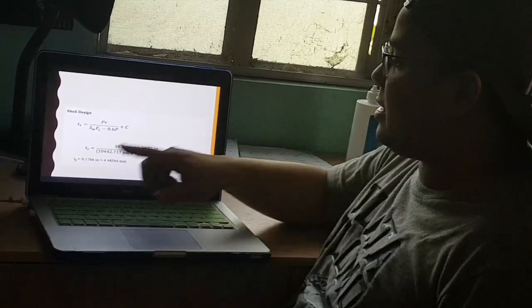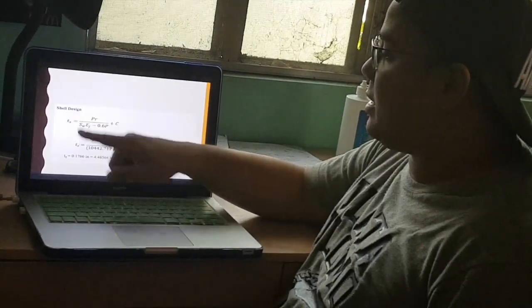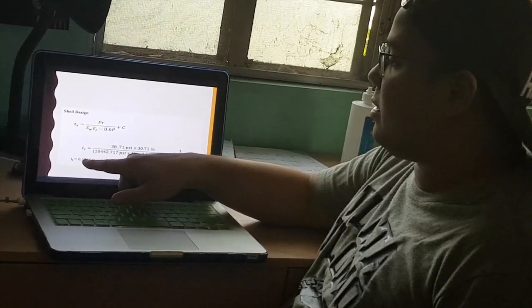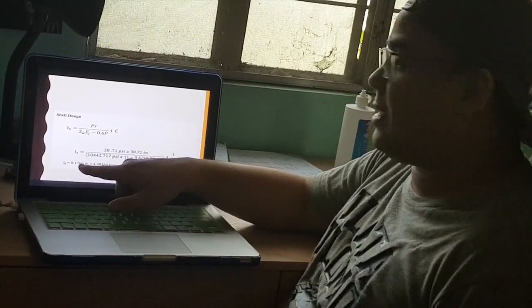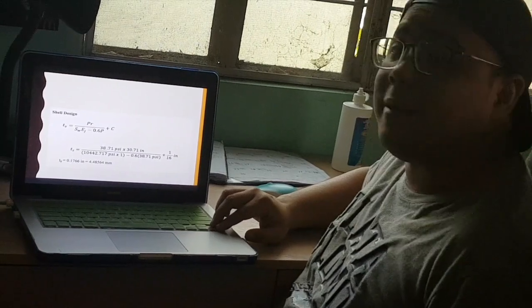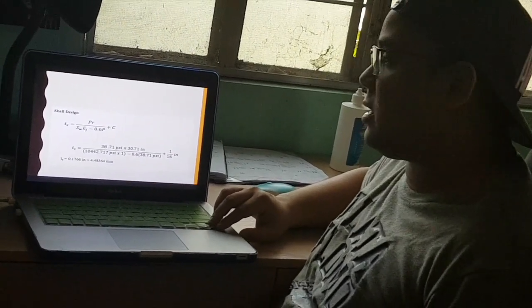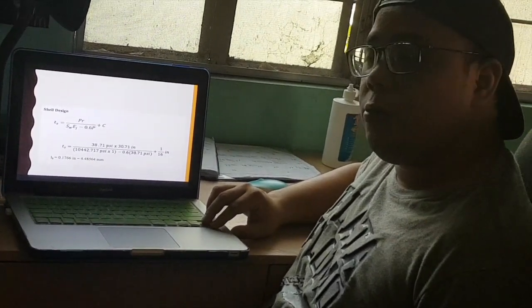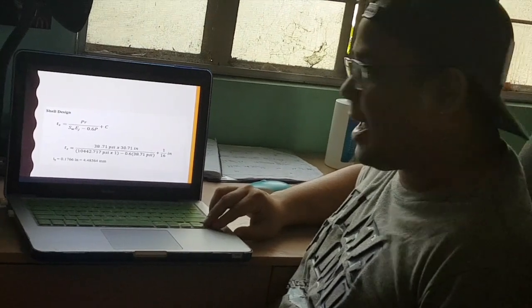So solving the shell design, we get 0.1766 inches or 4.48 millimeters. After solving the shell design, we will need to solve the head design.